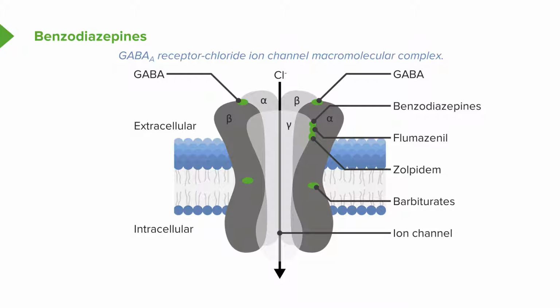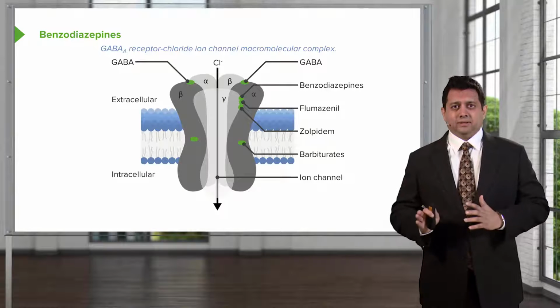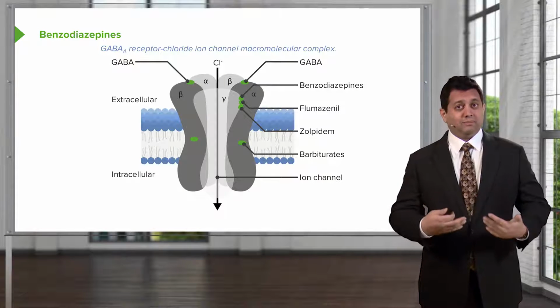So you can see that GABA has 2 particular activity points. Benzodiazepine has an activity point in between the alpha and gamma subunit. A drug like Zolpidem, which is one of those atypical drugs, also acts at a similar site, but just a little bit further down. And you can see that the barbiturates are transmembrane, and they act almost solely on the alpha subunit.